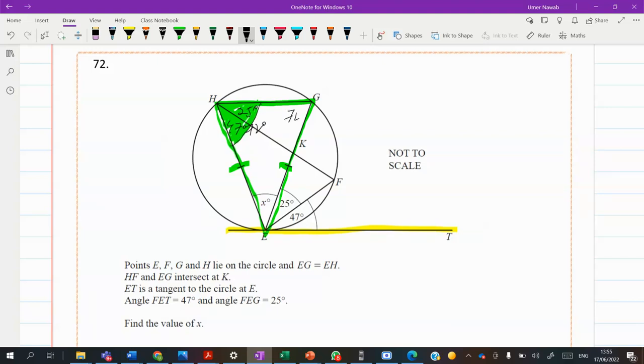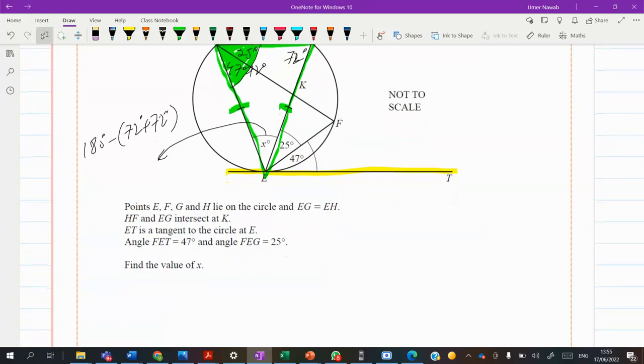So this is also 72. I can easily find x. 180 minus 72 plus 72, and that gives me 36.